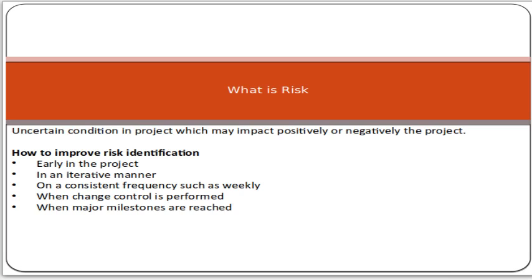So let's start. How to identify risk actually in a project? First of all, we have to understand what risk actually is. Risk is the uncertain condition of a project about which you are not sure whether it will happen or not happen, and it can positively or negatively impact your project. Okay, so that is the main definition of a risk.